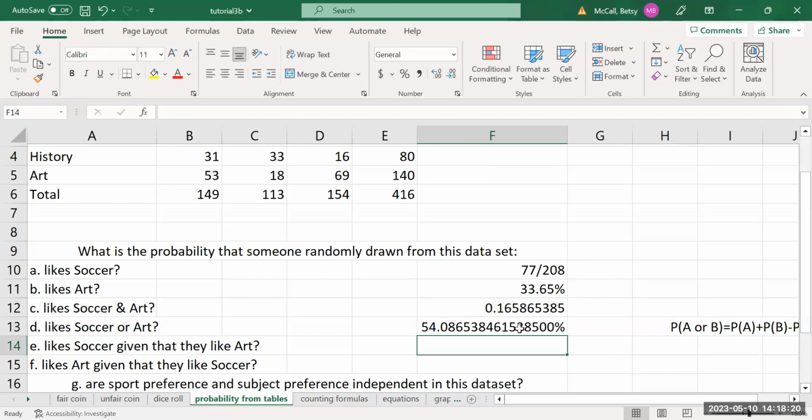Now, the formatting on what comes out when you have multiple formats, in this case, it converted everything to a percentage with way more decimal places than we really need.